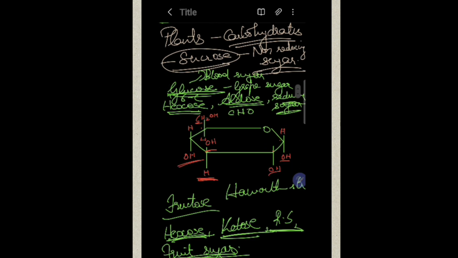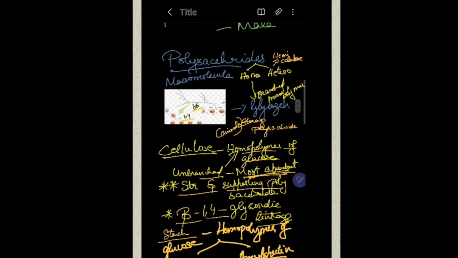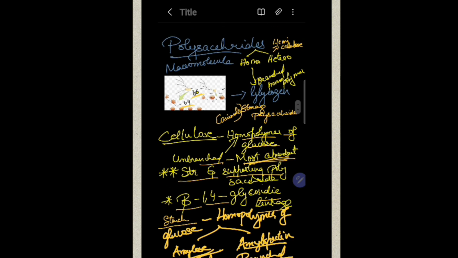Now glucose is also called blood sugar, or you can also call it grape sugar. It is a hexose aldose and it is a reducing sugar. The ring structure I have shown there. Fructose is a hexose ketose, reducing sugar, fruit sugar, and it is also seen in seminal plasma in males. Then as polysaccharides, the first example I taught you was glycogen. It is a branched homopolymer. It is a storage polysaccharide.